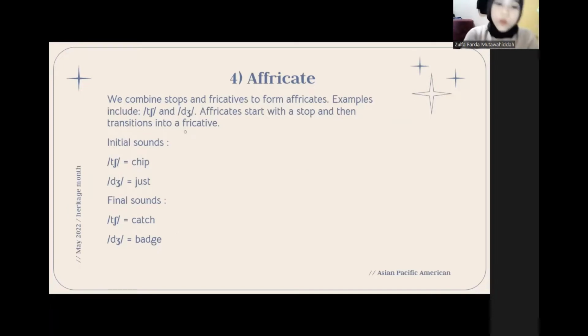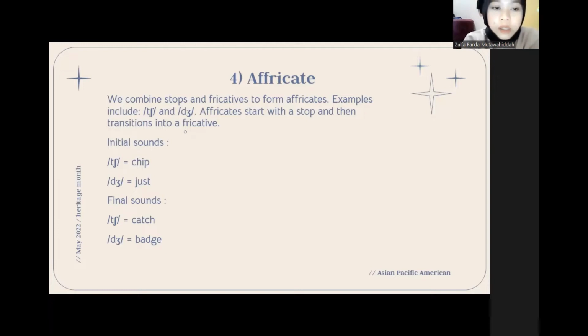Next, fourth, we have affricate. Affricate, we combine stop and fricative to form affricates. Examples include ch and j. Affricates start with a stop and then transition into a fricative. Affricate consonants start as stop sounds with air building up behind an articulator, which then release through a narrow channel as a fricative, instead of a clean burst as stops do.